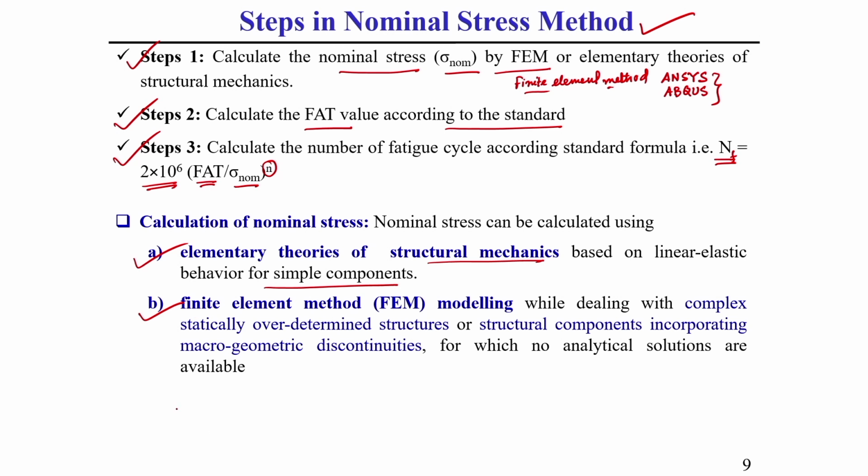This finite element method we generally use when the geometry is complex in nature, such as a statically over-determined structure, or a structural component incorporating macro types of geometrical discontinuity. For this case we generally use the finite element modeling method to calculate the nominal stress value. This you should keep in mind.